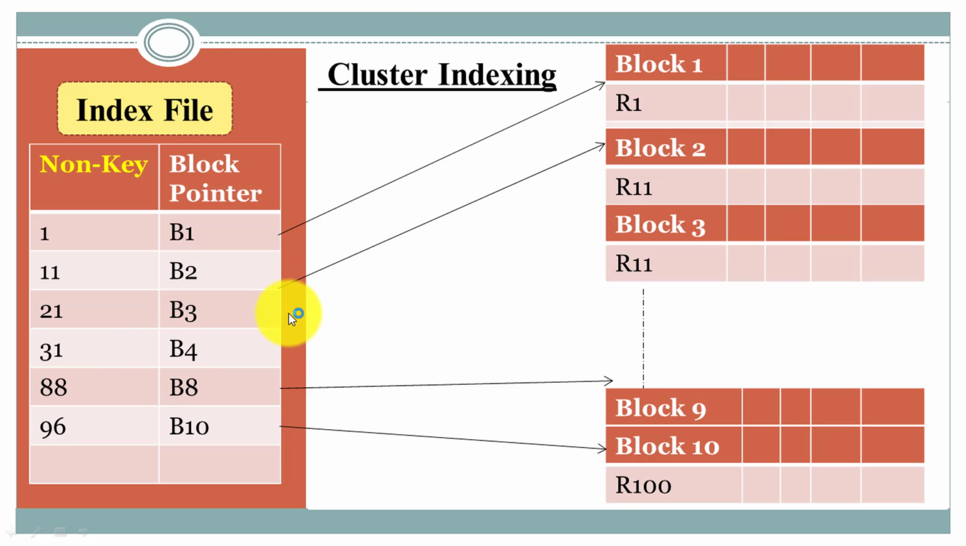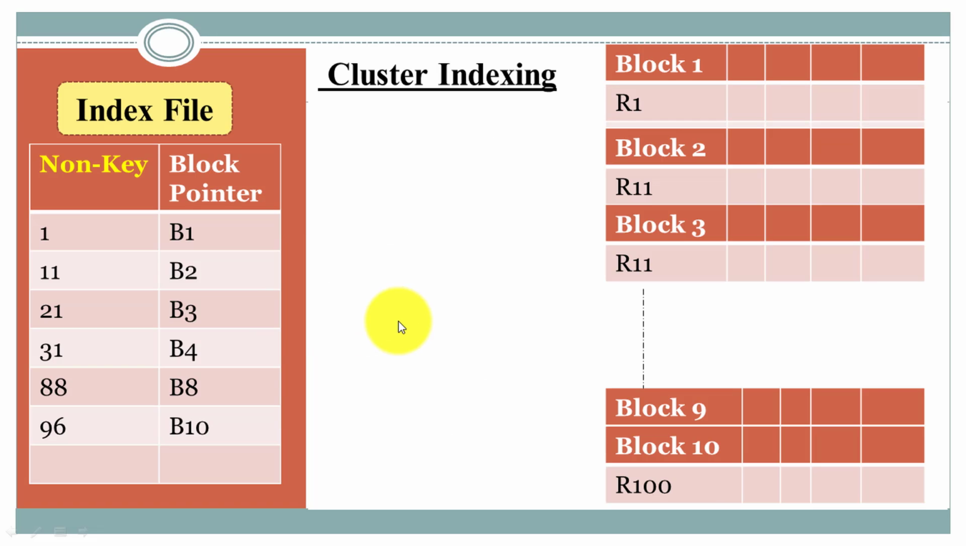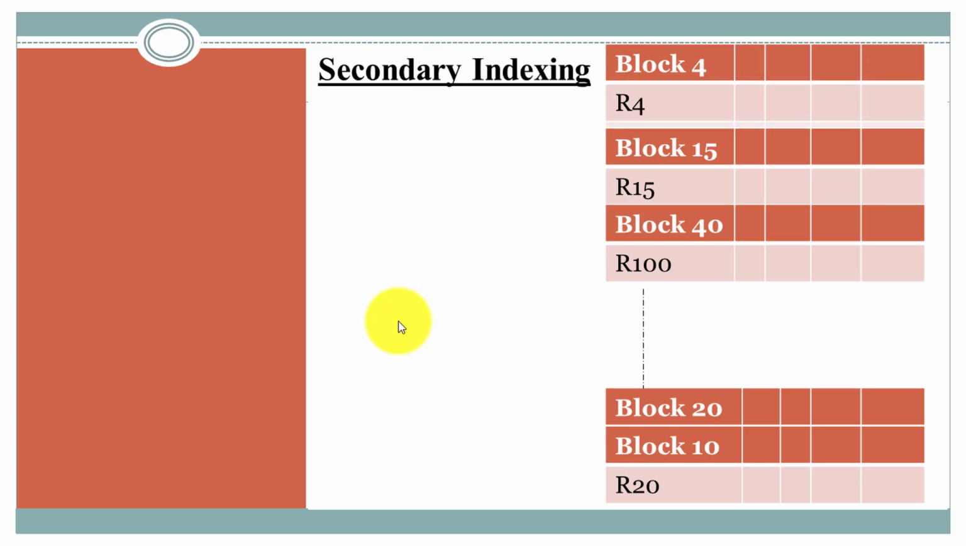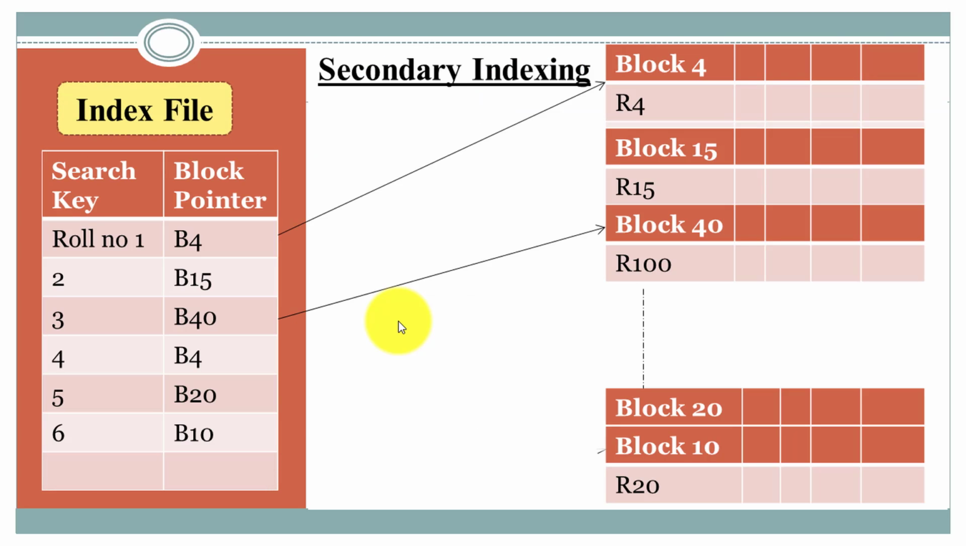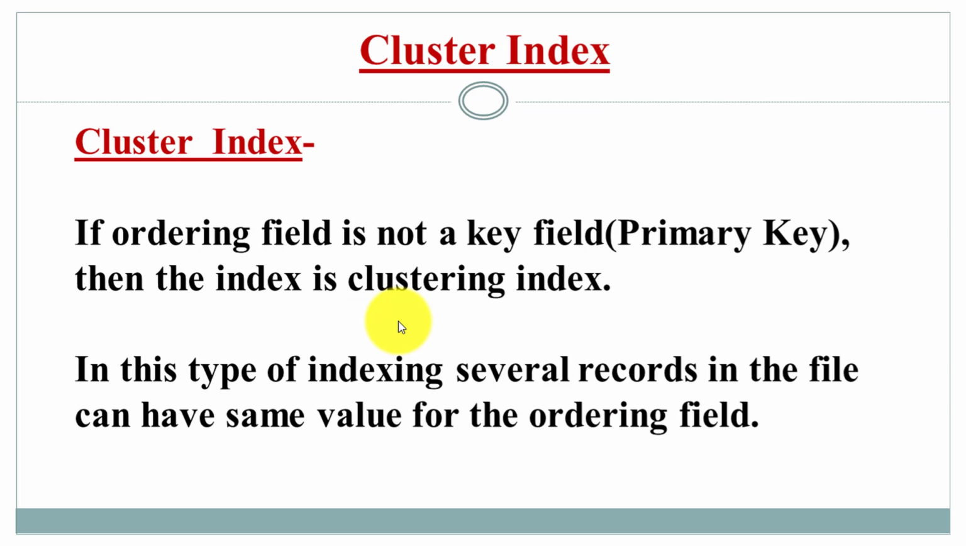So this is all about cluster indexing. Cluster indexing is nothing but: if the ordering field is not a key field, that is, not the primary key, then the indexing is a clustering index, and in this type of indexing, several records in the file can have the same value for the ordering field. So this is all about cluster index.